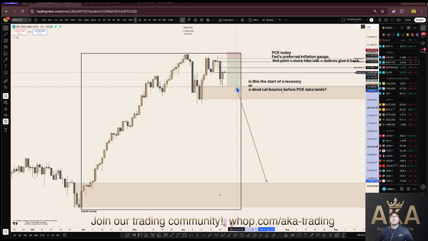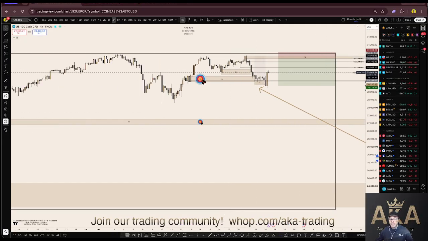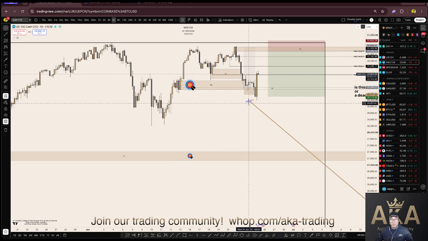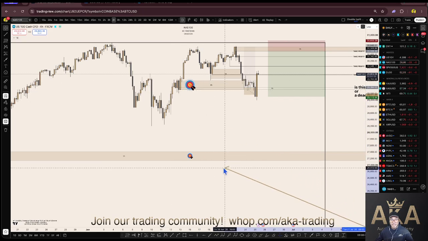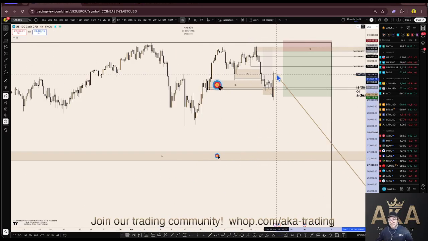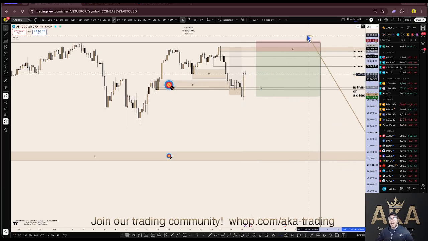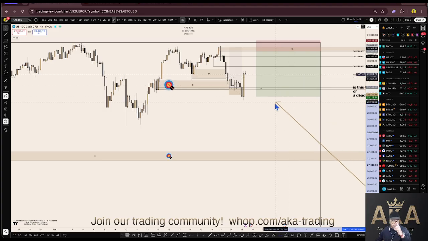Anyway, back to NAS. So the question is, is this the start of a recovery now, or is this a dead cat bounce? In other words, was this bounce, which we had on the hourlies, right? And remember that we talked about this 4-hour order block being the first big target, and then I've got another smaller target down here in the 1 hour. Is this recovery that we had 4 to 8 hours ago a dead cat bounce, or do we now push higher? It remains to be seen.